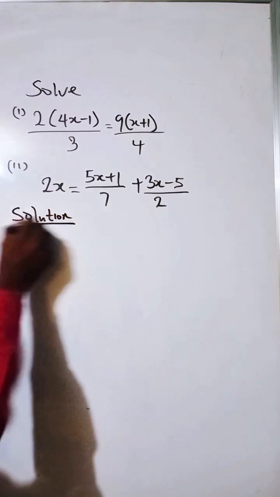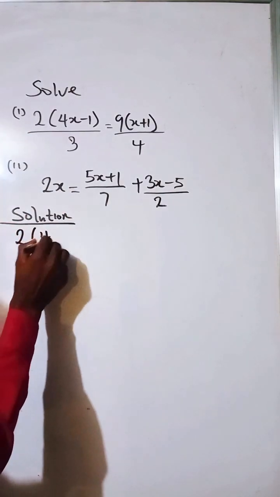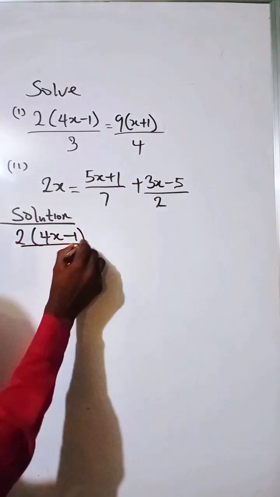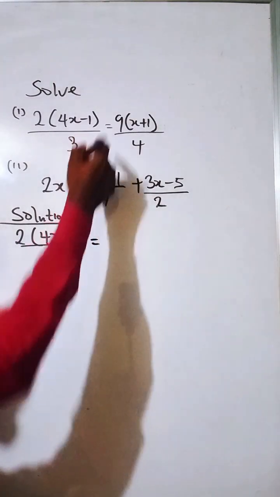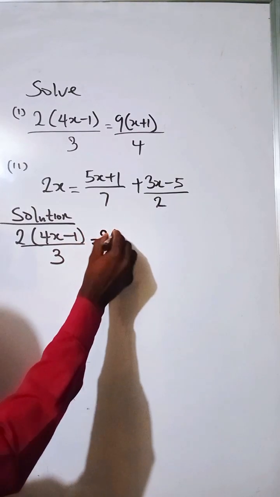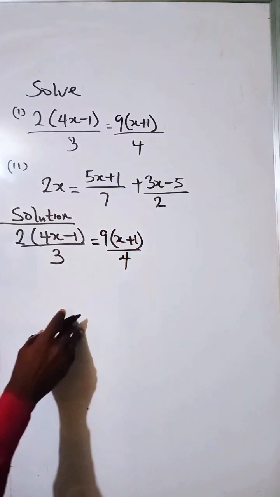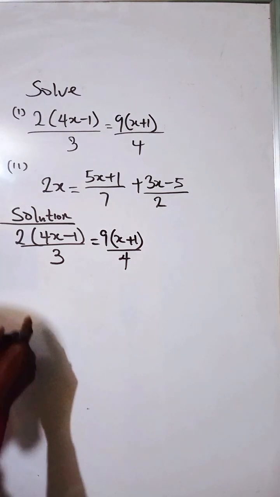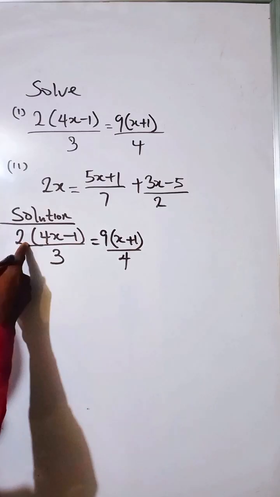Okay, so the first equation we have is 2 into (4x minus 1) over 3 equals, okay, so we have 9 into (x plus 1) over 4. So the first thing we do, let us try to distribute what we have here.